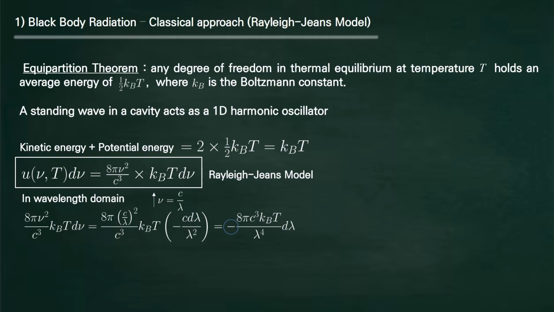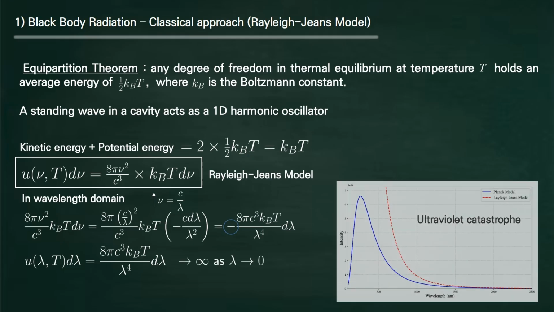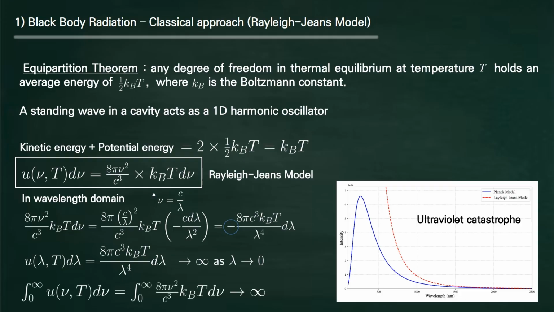In the wavelength domain, as lambda approaches 0, that is, in the ultraviolet region, the energy density diverges towards infinity. This dramatic failure of classical physics is famously known as the ultraviolet catastrophe. Consequently, the total emitted energy also diverges to infinity, highlighting the limitations of the classical approach.